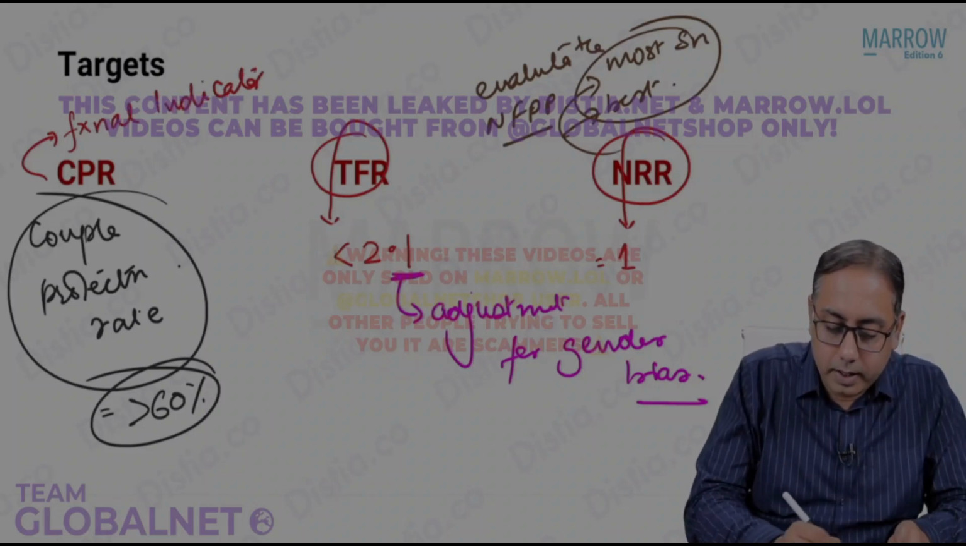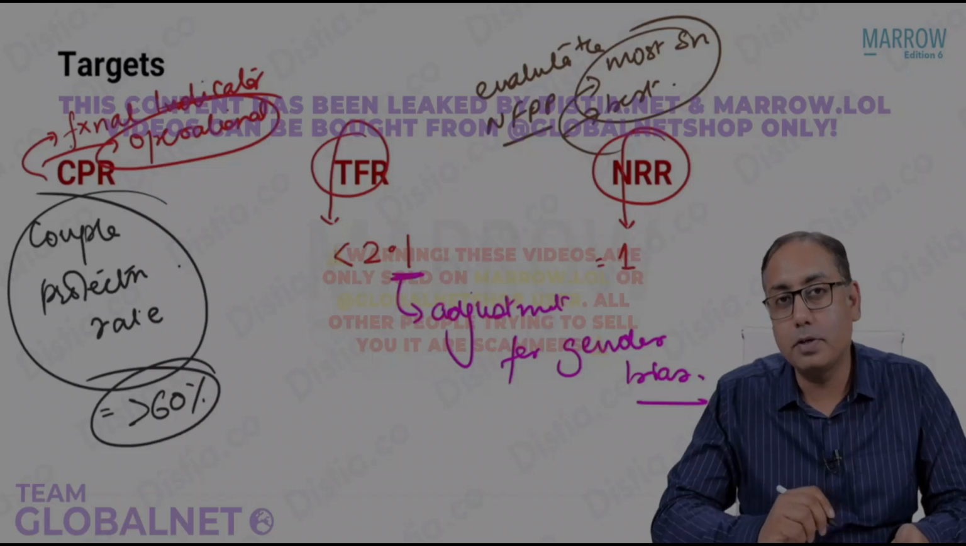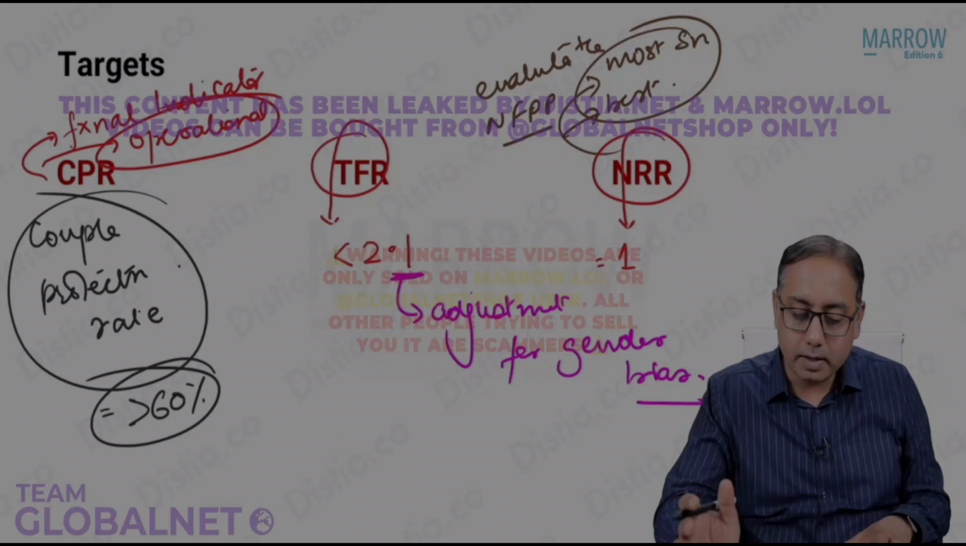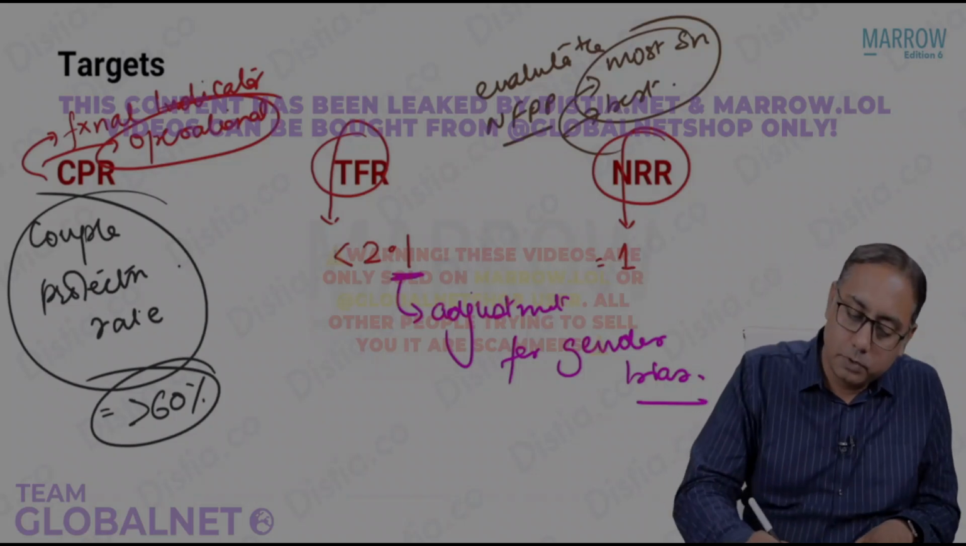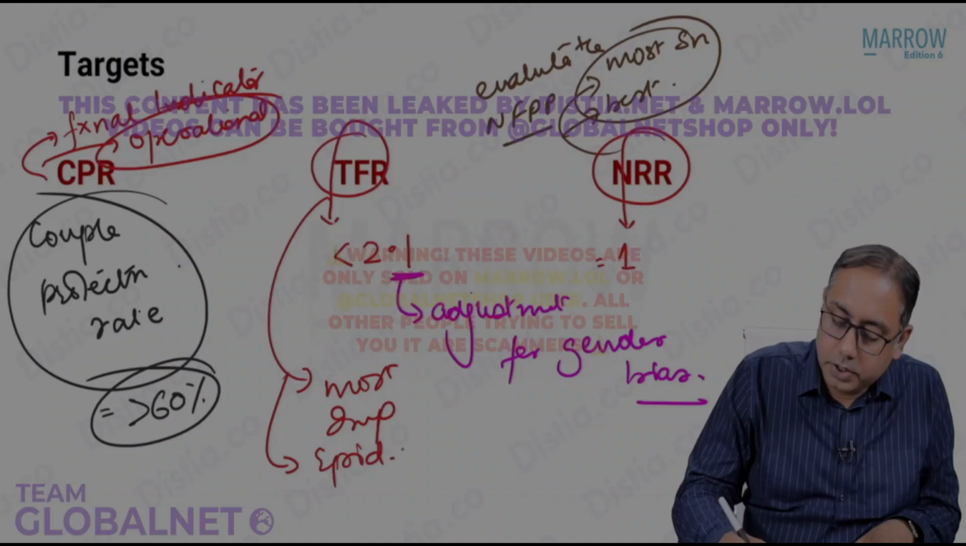and please write down it is the operational indicator. Operational indicator is the couple protection rate. Why? Because couple protection rate is one which is working at the lowest level. Next in line is TFR and NRR. TFR is the most important. It is the most important indicator. It is also the epidemiological indicator.